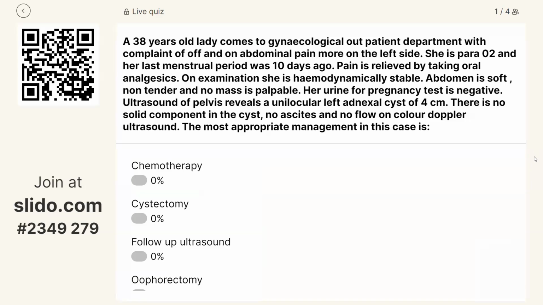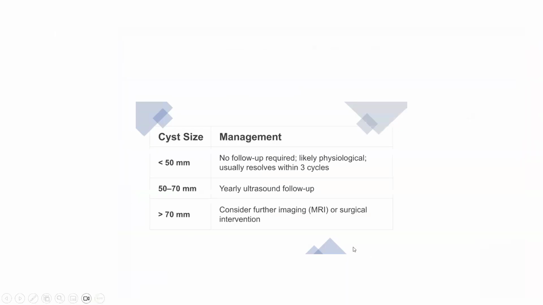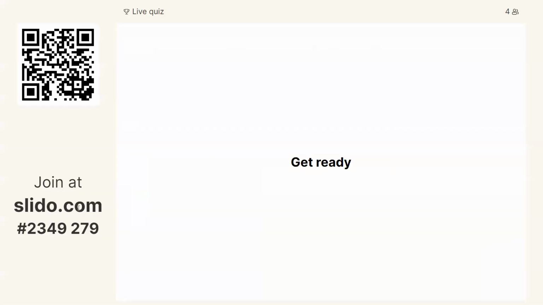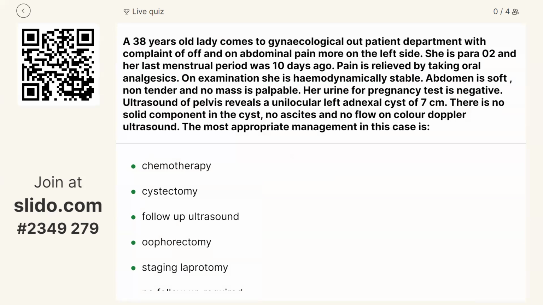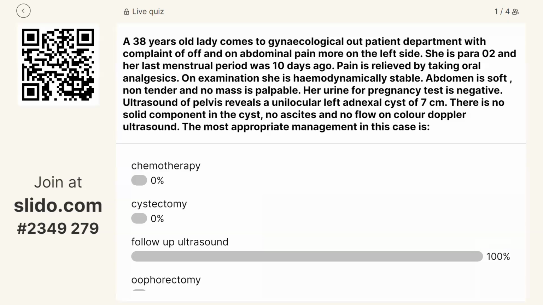Yes, it shows no follow-up required. Good, that's the correct answer, because if the cyst is less than 50 millimeters, no follow-up is required. Next question, only the size is changed. It's 7 centimeters. Now I think it would be ultrasound. Yes, good.